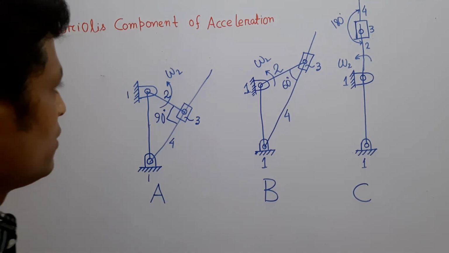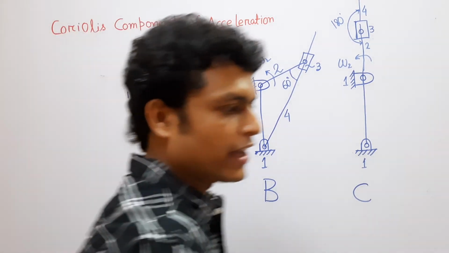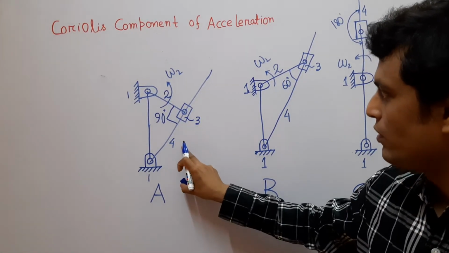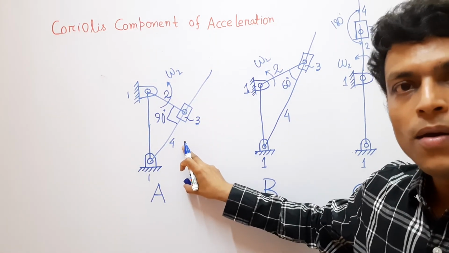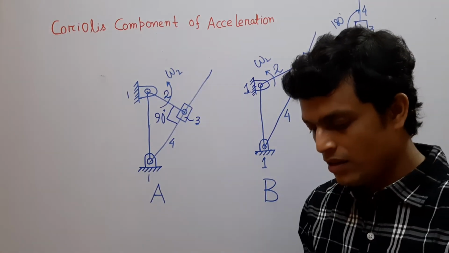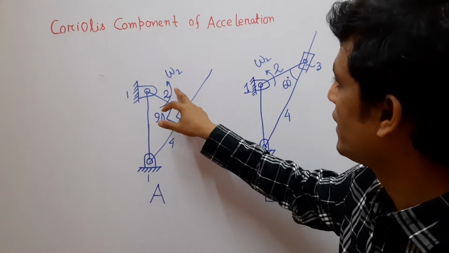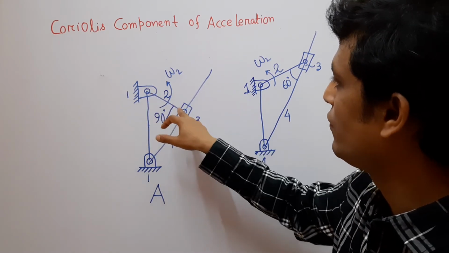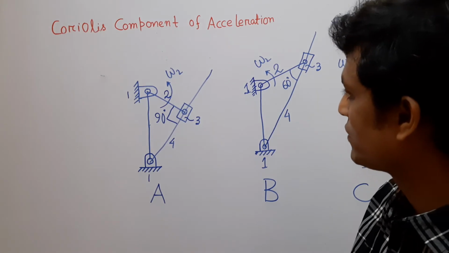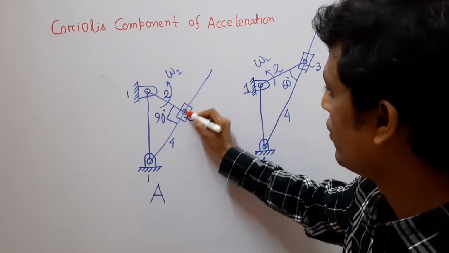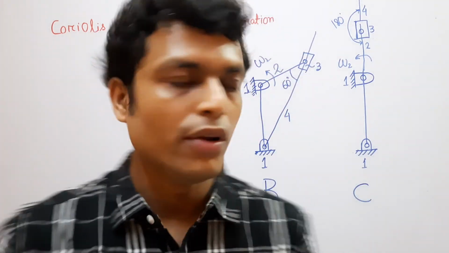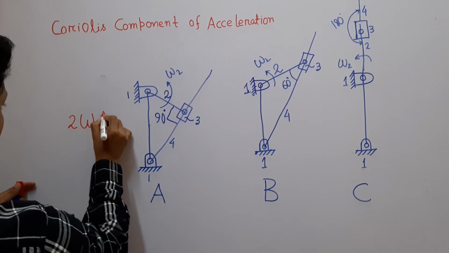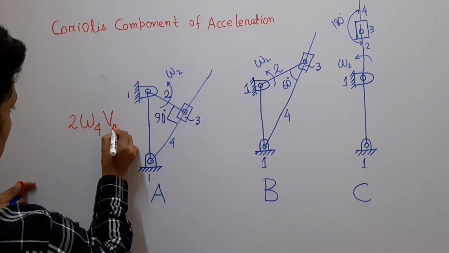Now you have to say where Coriolis component of acceleration is present and what is the value. Is there any Coriolis component of acceleration? No. Why? Because Coriolis component of acceleration is not 2 omega 2 into v, because omega 2 is the rotating speed of link 2, but link 3 is sliding on which link? That is sliding on link number 4. So Coriolis component of acceleration will be 2 omega 4 V3 by 4.